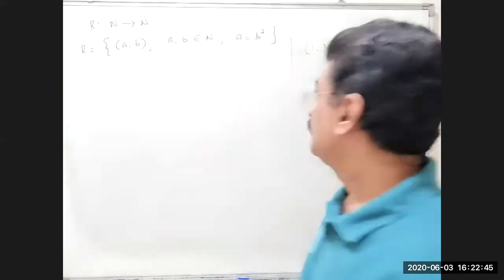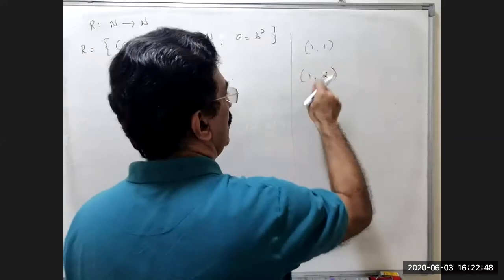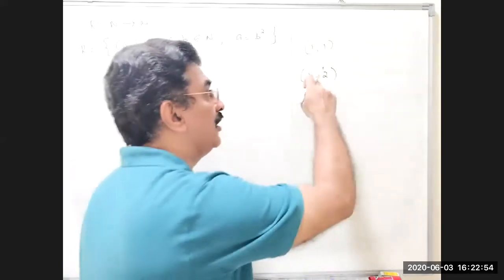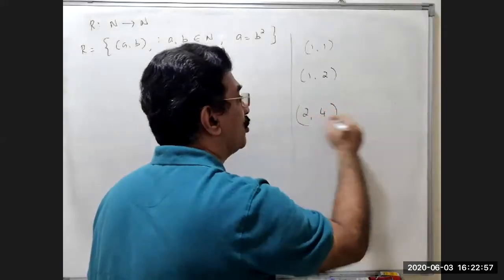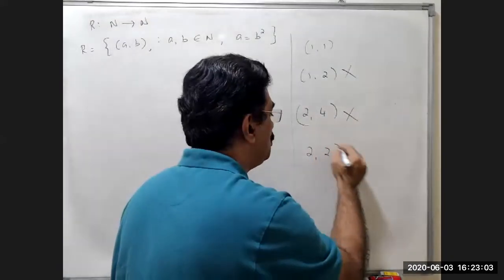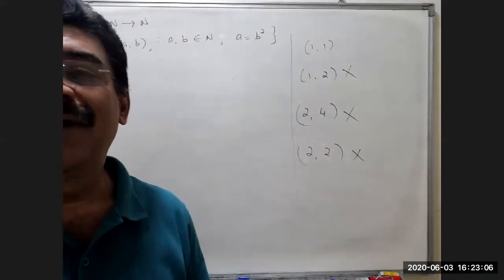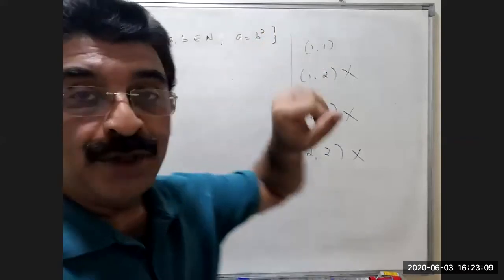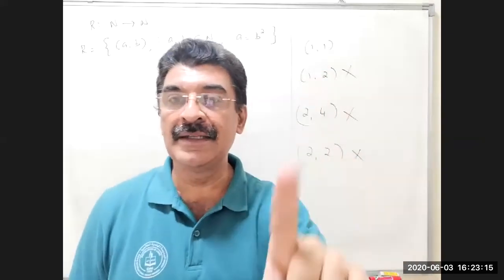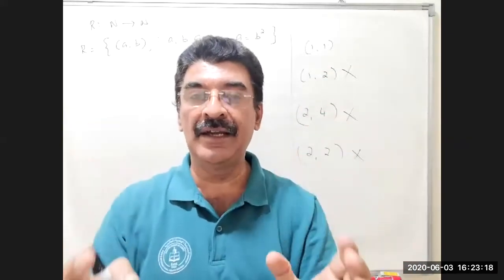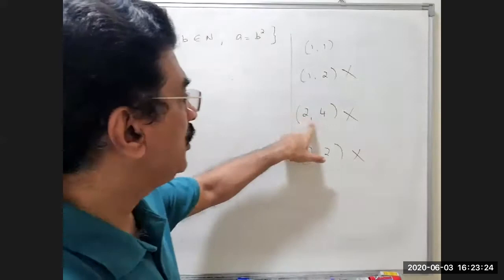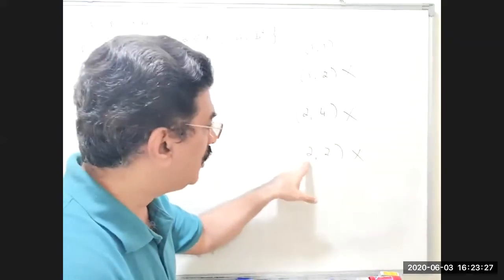Can it be 1 2? 1 2 is not possible. Again, someone wrote 2 4. 2 4 is also not possible. Someone wrote 2 2. That is not possible. Why? A is equal to B square means the first number should be square of second number. We consider all those ordered pairs where the first number is square of second number. So we cannot take this 2 2.